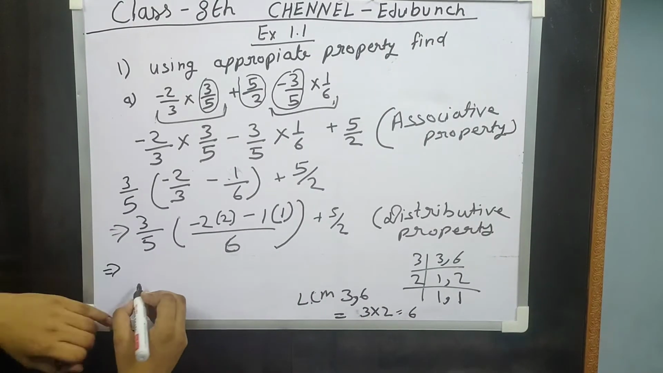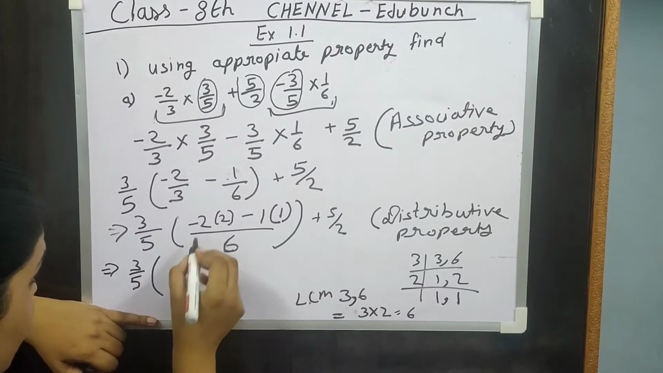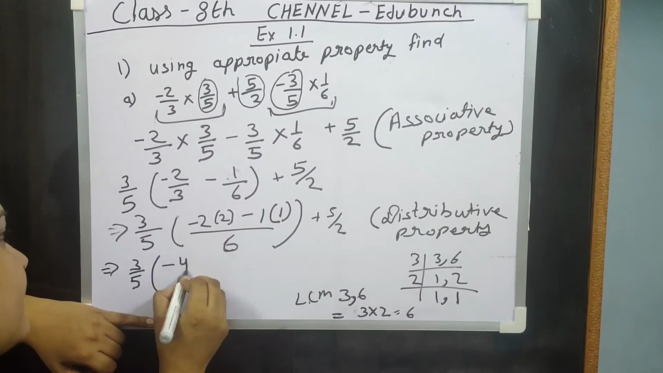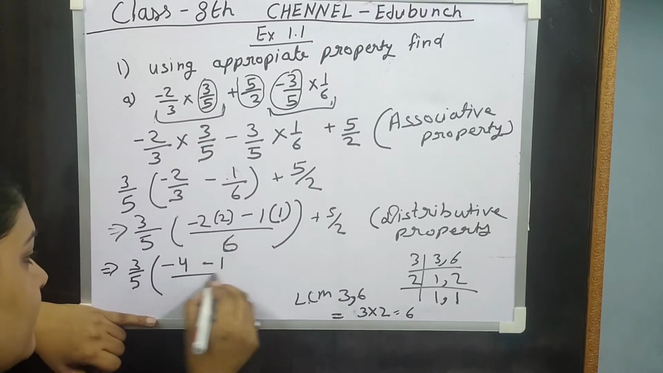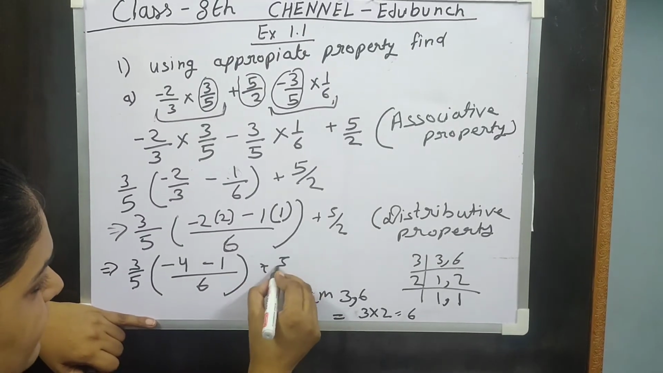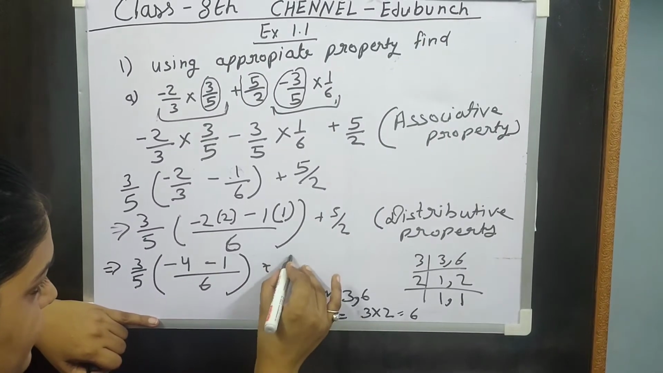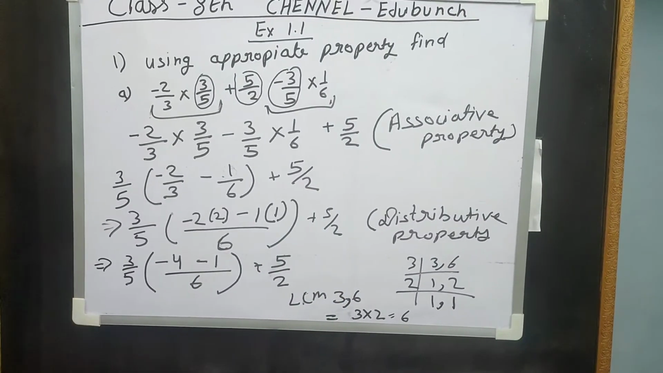Now our next step is 3 upon 5. Now here 2 twos are 4, minus 4. Here 1 one is 1. So minus 6. Here is 6. Then plus 5 upon 2. Now we will go to the next step.